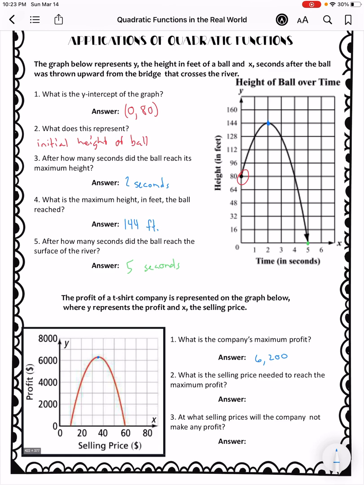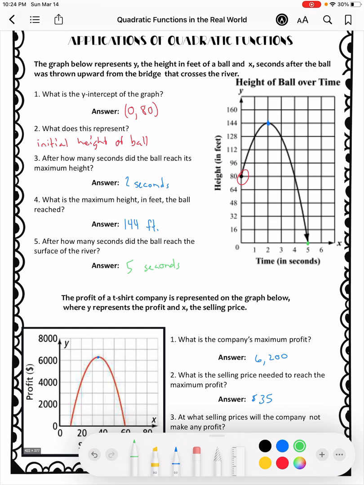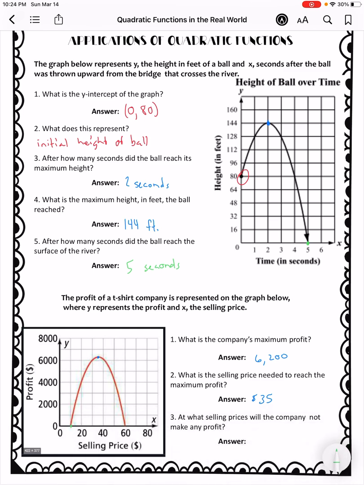It says, what is the selling price needed to reach the maximum profit? So if we look, again, these are going by tens, so we're in between 30 and 40, so that would be a $35 t-shirt. And then it says, at what selling prices will the company not make any profit? So again, we're looking for the zeros, right? No profit, 0 here and 0 here. So if the shirt costs $10 or $60, they're not going to make any money off of that t-shirt.